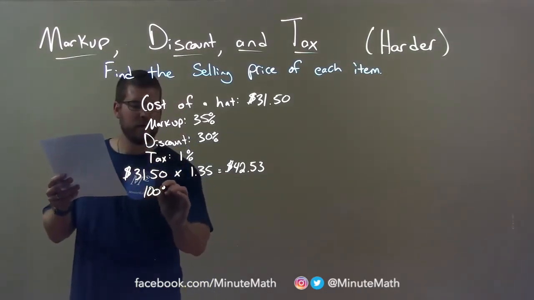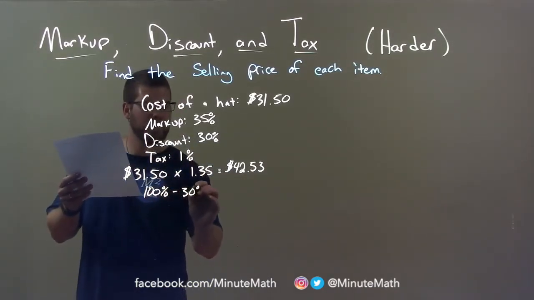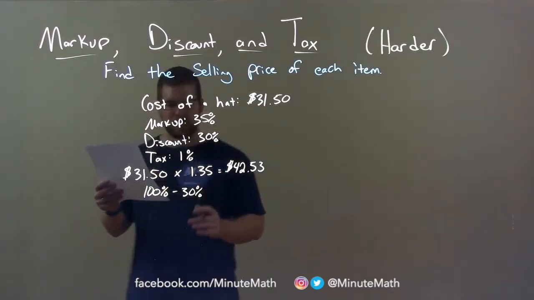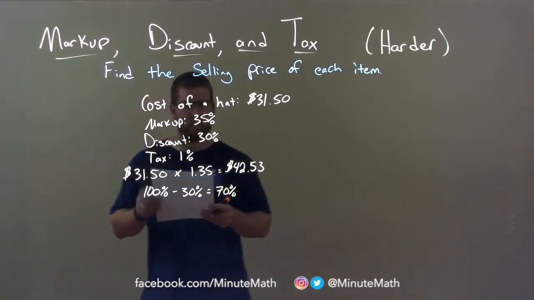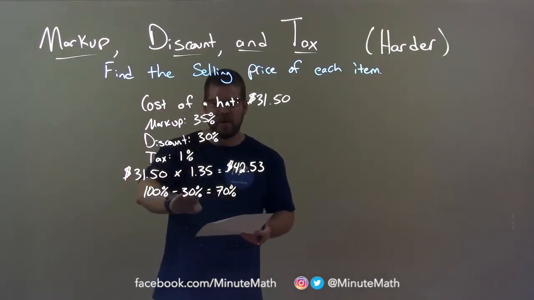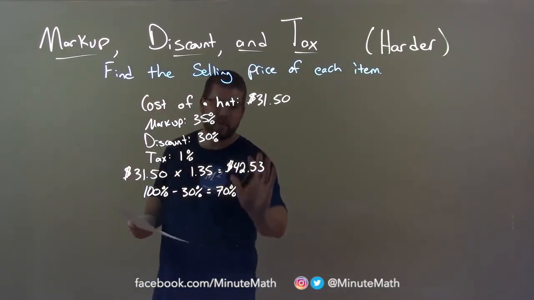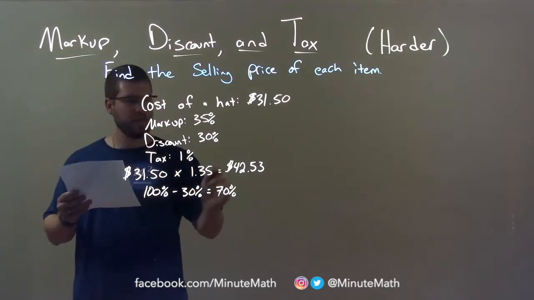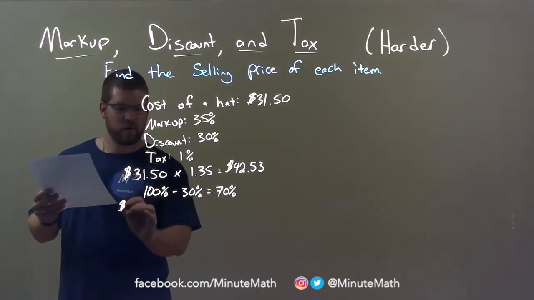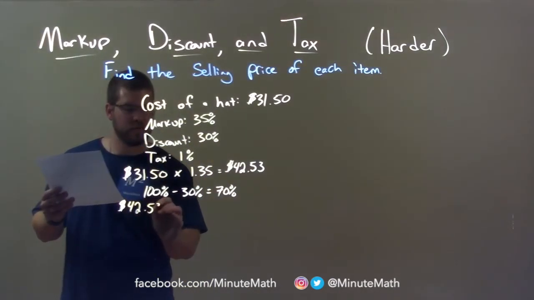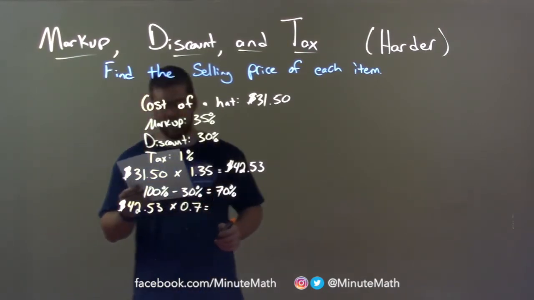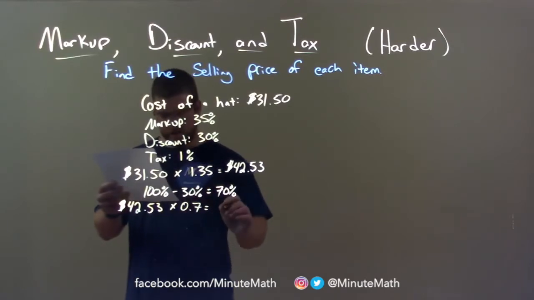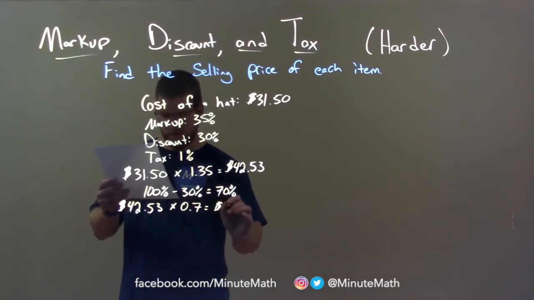Now, they say we have a 30% discount. So what I do here is take 100% minus the 30%, and what that allows me to show is that I'm going to pay 70% of the $42.53. So the discount of 30%, we converted that to say we're going to pay 70% of this amount. Multiply that out. We have $42.53, and multiply that by 0.7, 70% as a decimal.